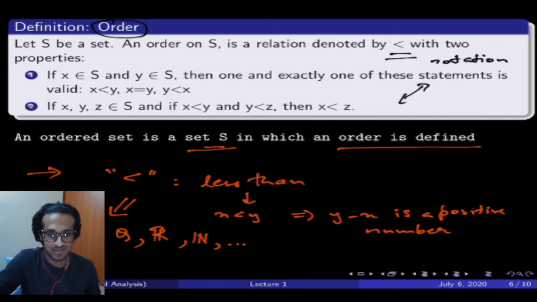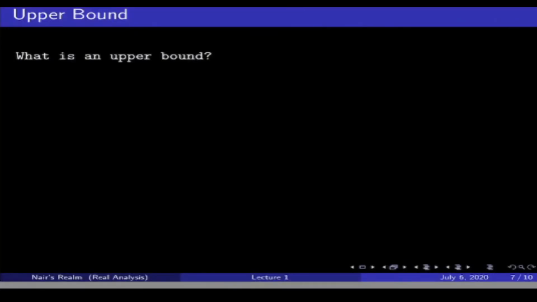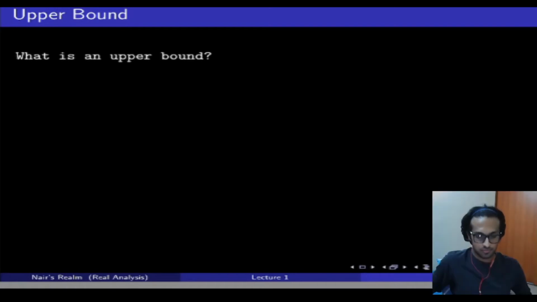Like I said, this is just a notation. We can use it to define any relation we want. If a relation satisfies these two properties, it's an order. If not, it's just a relation. Cool? Great. So the next thing we're going to learn about today is the very, very important concept of what an upper bound is.